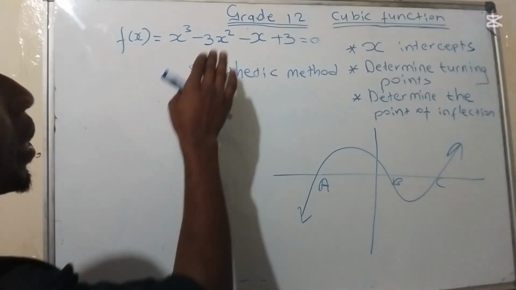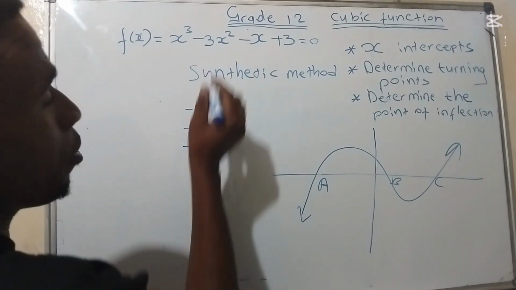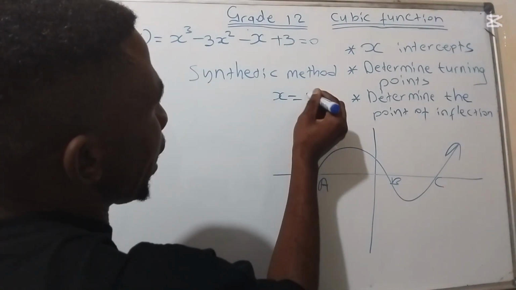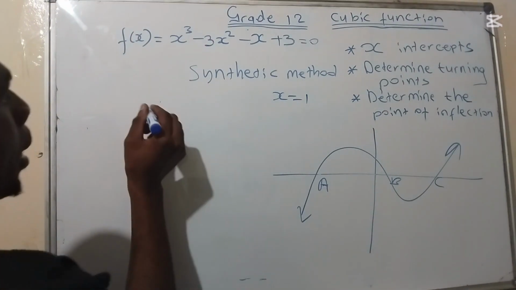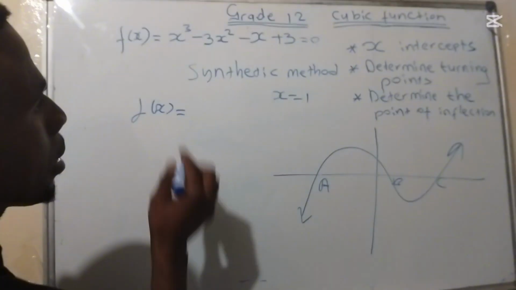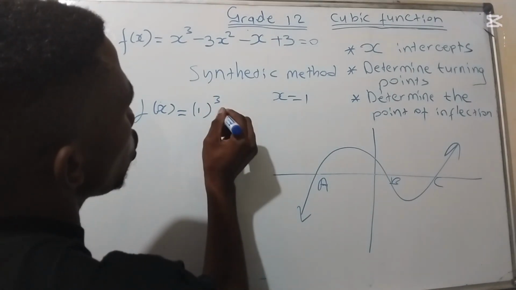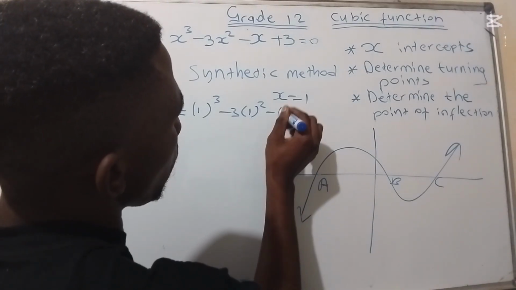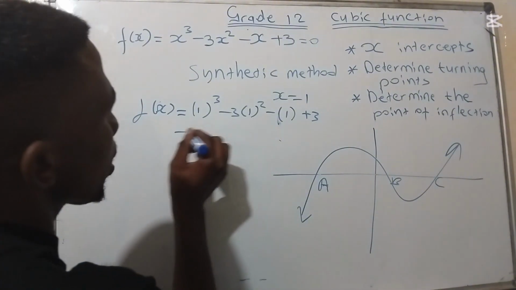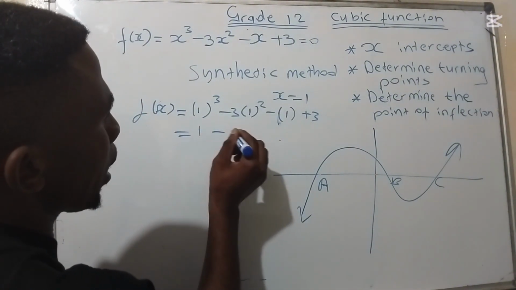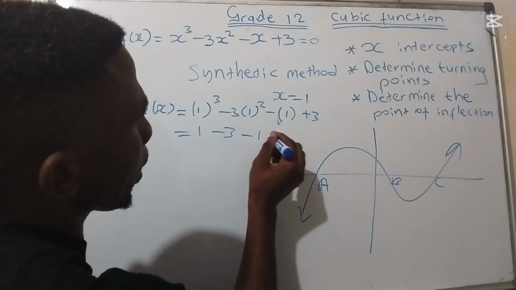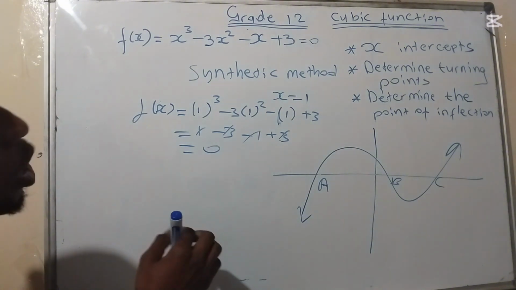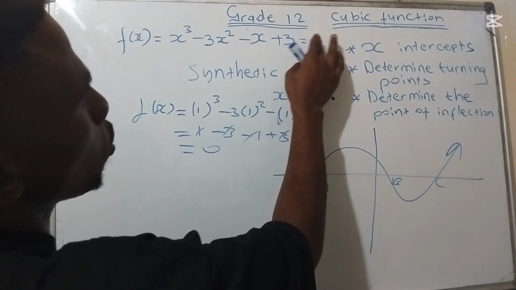So for this given function, one of the factors of x is positive 1, x equal to 1. If you plug 1 into this equation, it's going to give you 0. We have 1 cubed, minus 3 times 1 squared, minus 1, plus 3. Simplifying, 1 cubed is 1, minus 3, then 1 squared is 1, minus 1, plus 3. These cancel, and you are left with 0, which means x equal to 1 works for this equation.